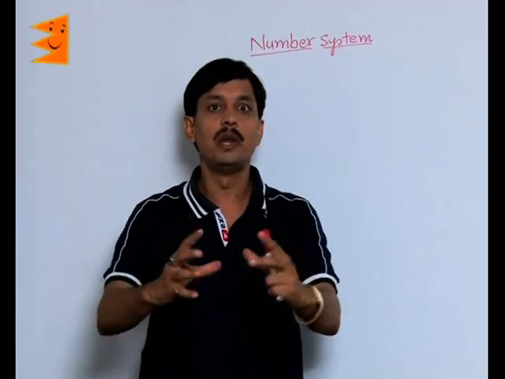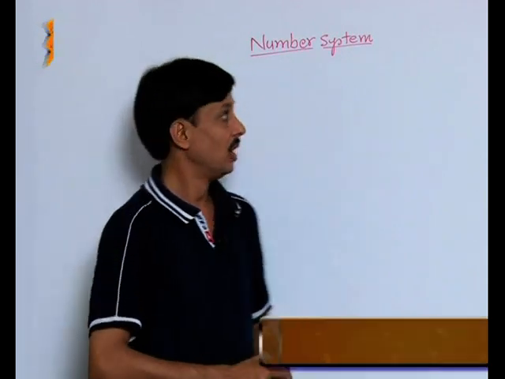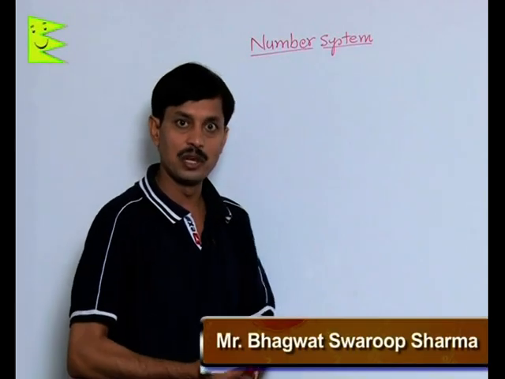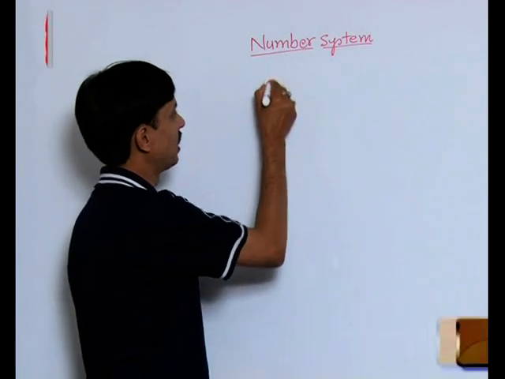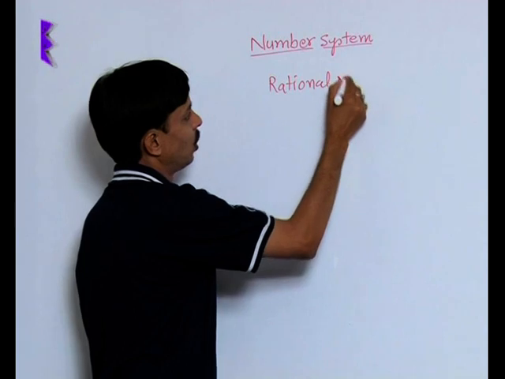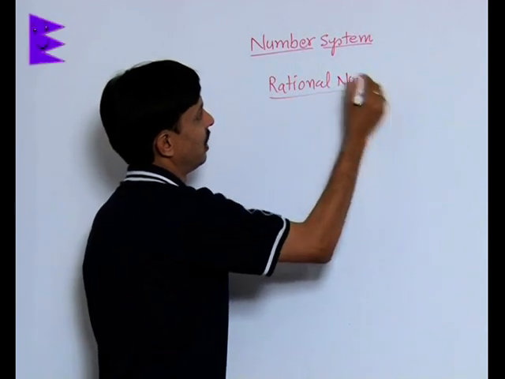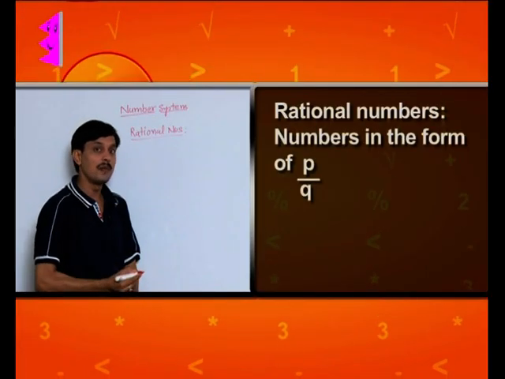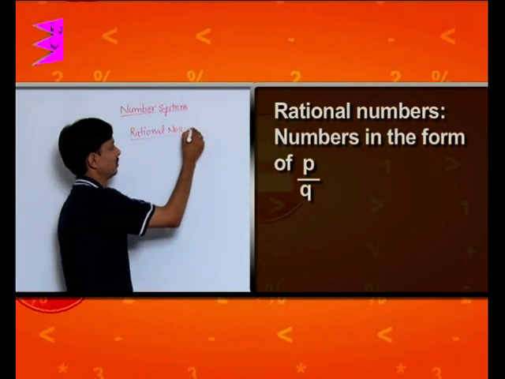I want to explain to you what rational numbers are. So in the chapter Number System, what are the rational numbers? I am telling you here. So what are the rational numbers? Numbers in the form of P by Q.